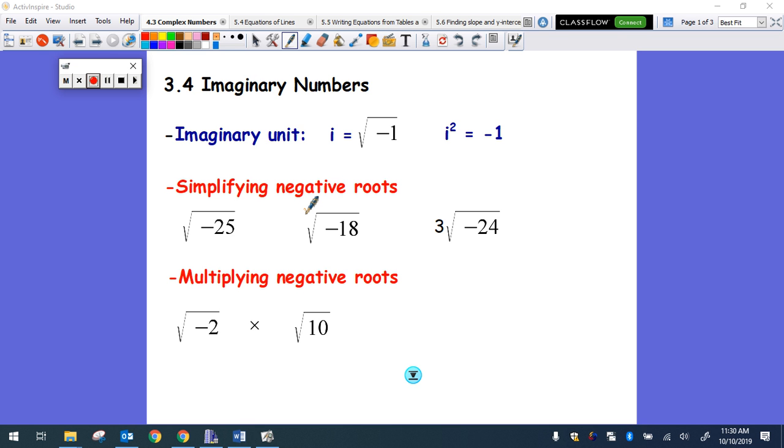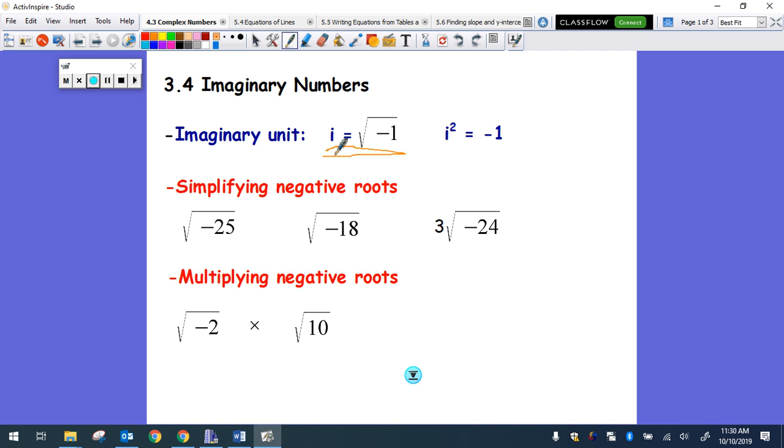So this lesson is on imaginary numbers. Last week you did the quadratic formula, and sometimes you got a negative inside the square root, and that meant it wasn't a real root. But now we are going to learn about imaginary numbers, okay? So if you have the square root of a negative, this is what I'm talking about.